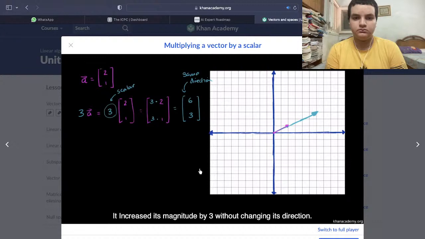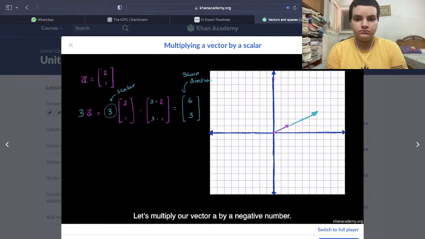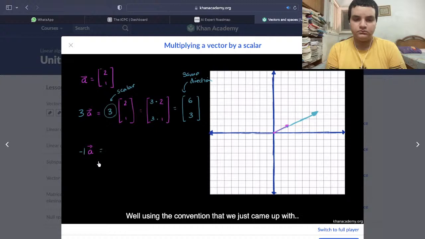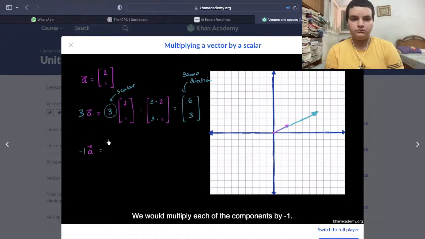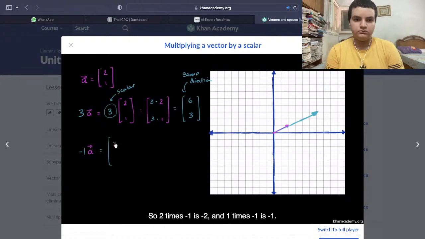But let's do something interesting. Let's multiply our vector A by a negative number. Let's actually just multiply it by -1, just for simplicity. So -1 times A. Well, using the convention that we just came up with, we would multiply each of the components by -1. So 2 times -1 is -2, and 1 times -1 is -1. So now, -1 times A is going to be (-2, -1).